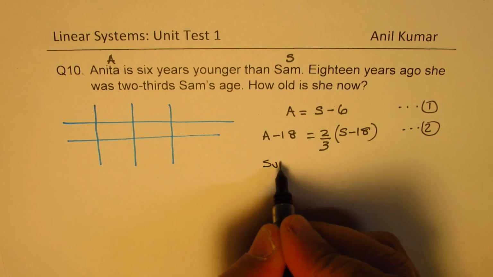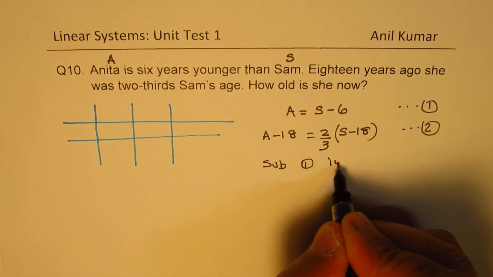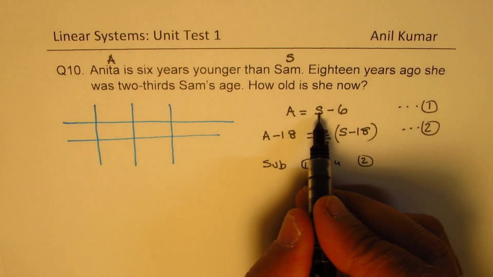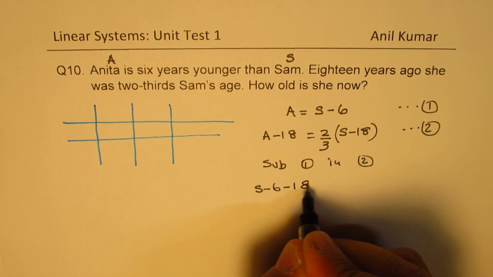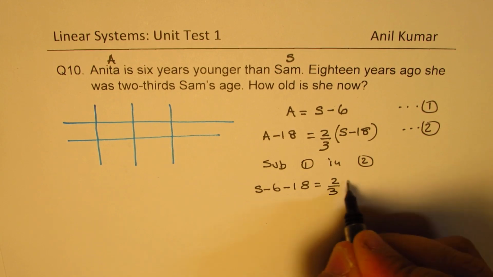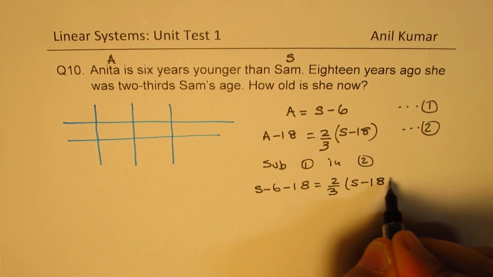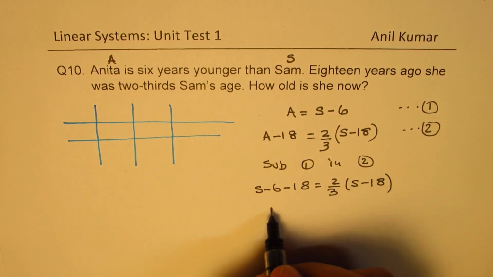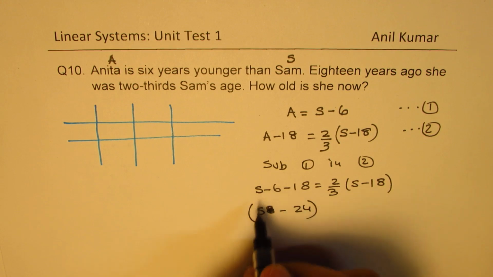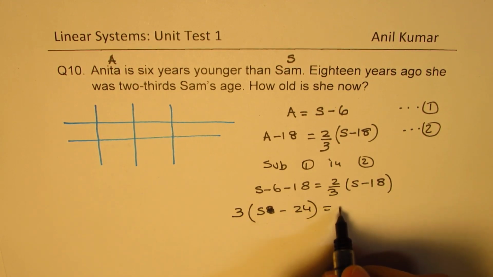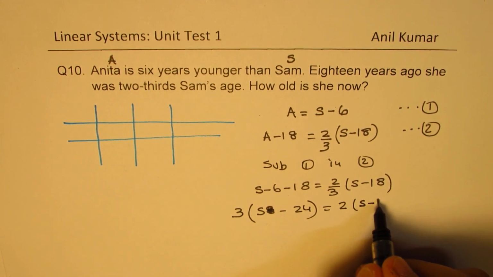to substitute first, right? So we'll substitute 1 in 2. So A is S minus 6, I'm substituting here. We get S minus 6 minus 18 equals 2/3 of S minus 18. Is that clear to you? So that means S minus 24 on this side, and we'll cross multiply. We'll multiply this by 3 and we'll keep 2 there. 2 times S minus 18.